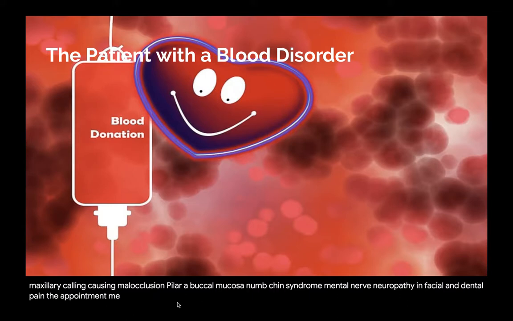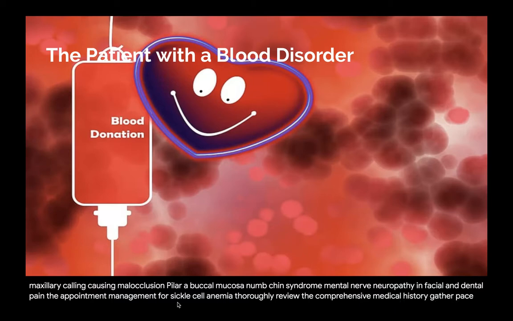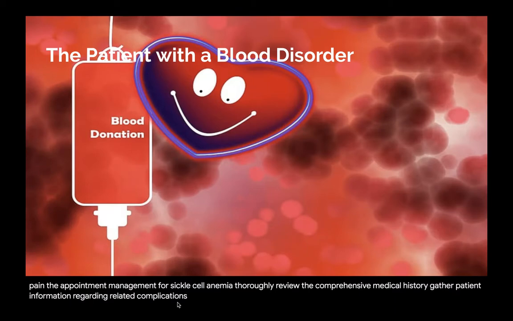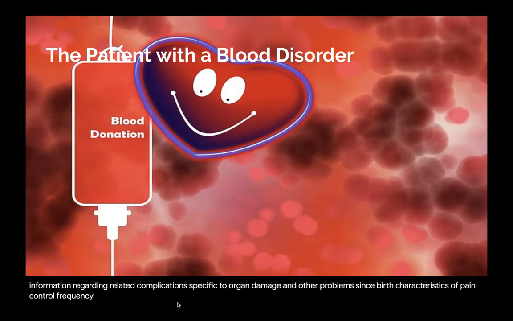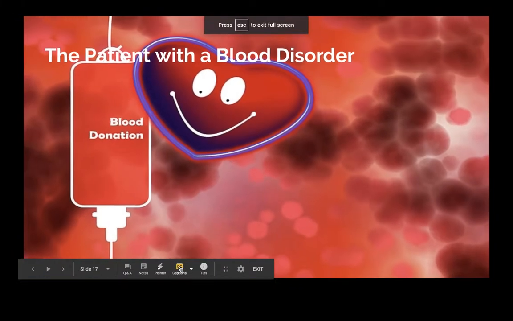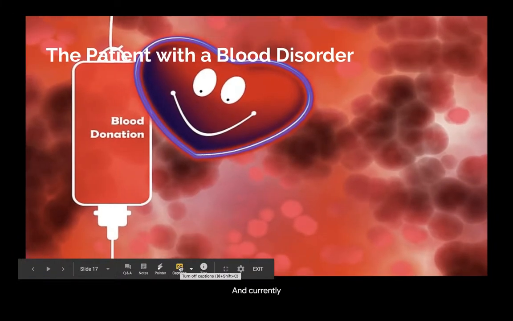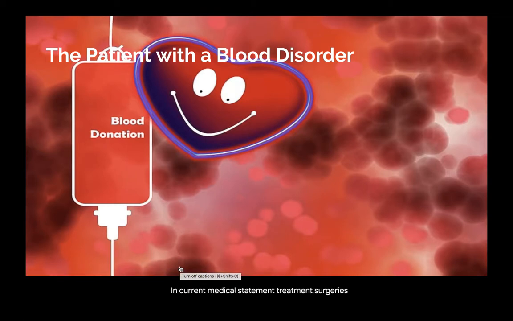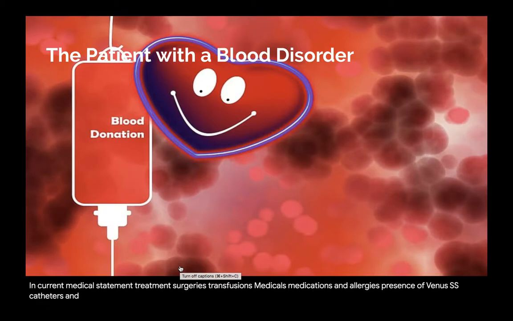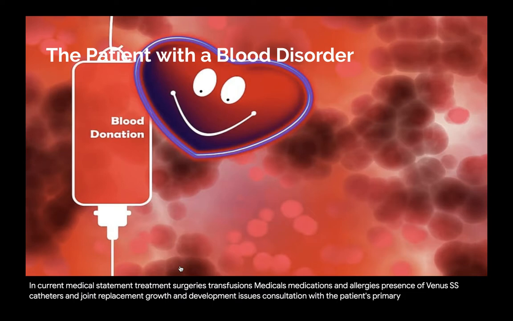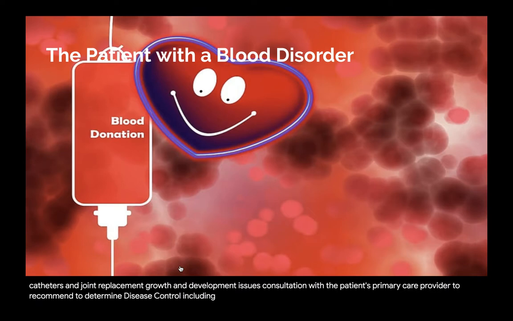The appointment management for sickle cell anemia. Thoroughly review the comprehensive medical history. Gather patient information regarding related complications specific to organ damage and other problems since birth. Characteristics of pain control: frequency, duration, average number, date of last crisis. Past and current medical treatment, surgeries, transfusions, medications, and allergies. Presence of venous access, catheters, and joint replacement. Growth and development issues. Consultation with the patient's primary care provider to determine disease control, including complete blood count.